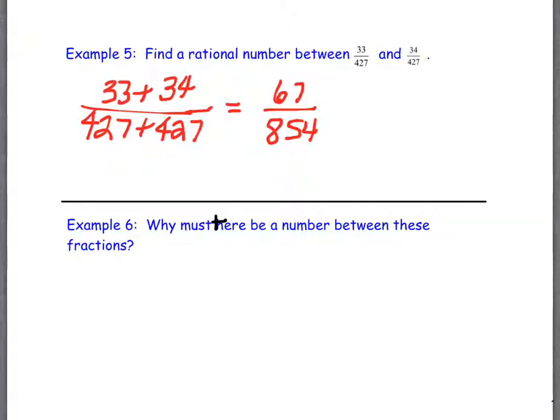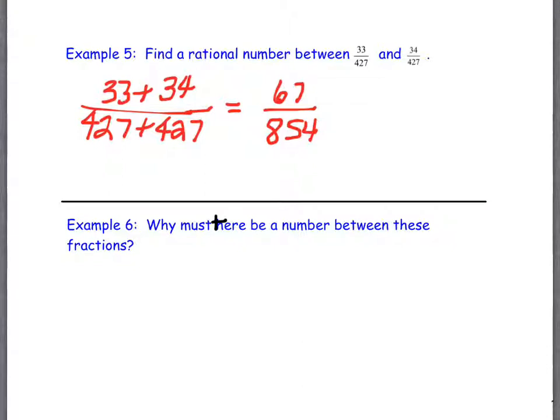What'd you say? Why must there be a number between the two fractions? There's an infinite amount of points on any line or in any space. I like that. There's an infinite number of points along a line segment, right? So all you've really got here is a line segment, and there's an infinite number of points between there. Sound pretty good?